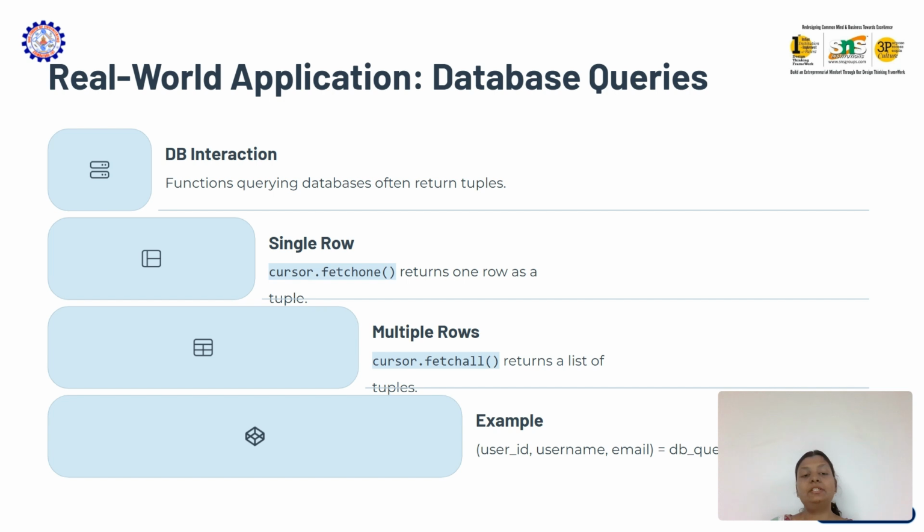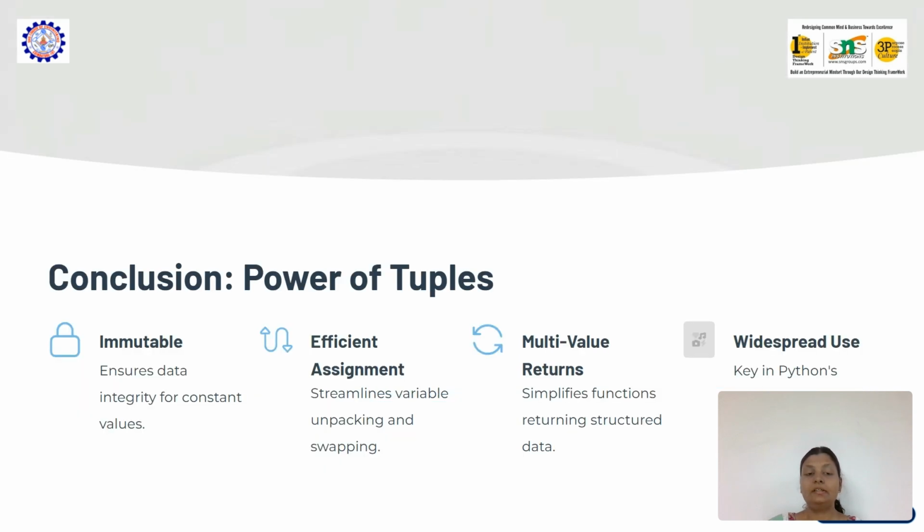Real world example: database queries. DB interaction functions querying databases often return tuples. Single row: cursor.fetchone() returns one row as a tuple. Multiple rows: cursor.fetchall() returns a list of tuples. So these are the database queries you can apply and get the results. Example: user_id, username, email equals the DB query.